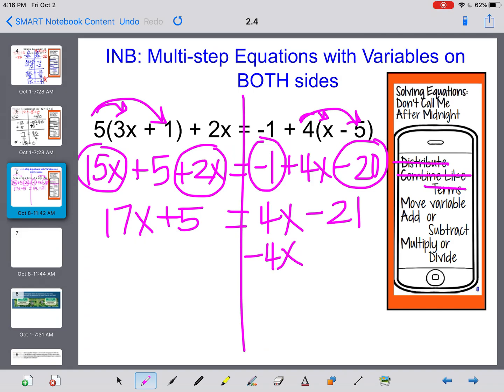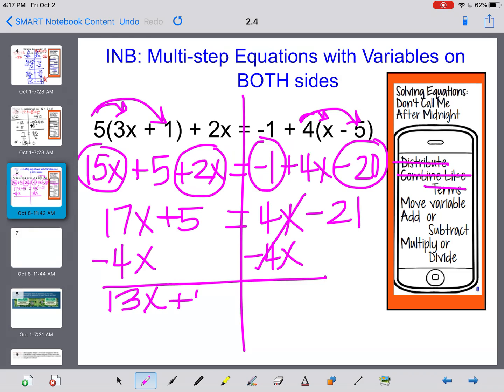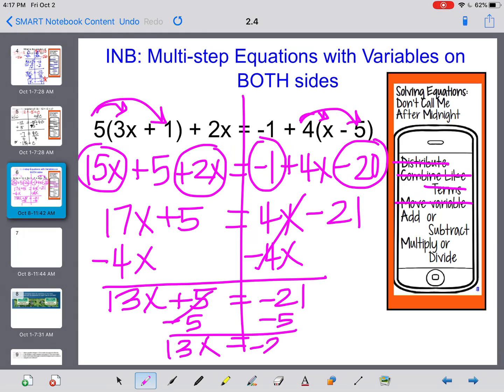Okay, there was our combined like terms. Now we're going to move the variables. I'm going to move the 4x because that will keep everything as much as I can positive. 17x minus 4x gives me 13x plus 5 equals -21. Now add or subtract. I have to subtract 5. So I have 13x equals -26.